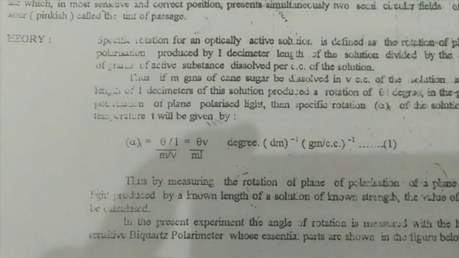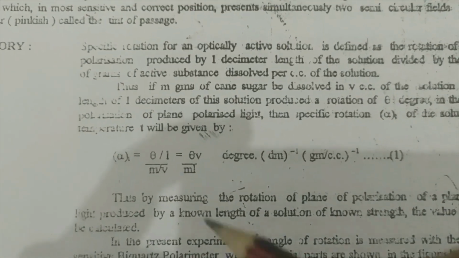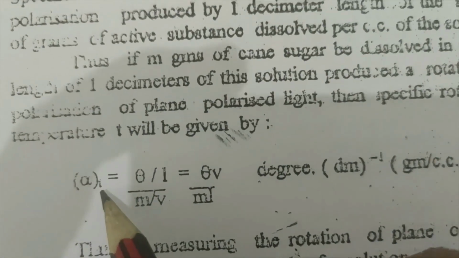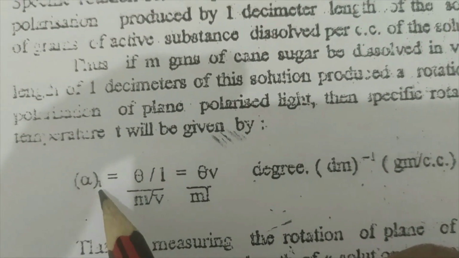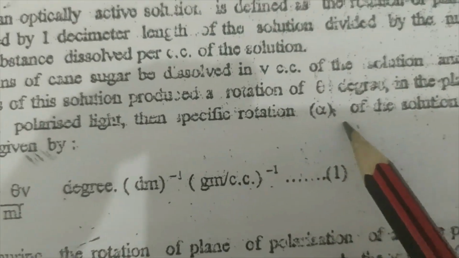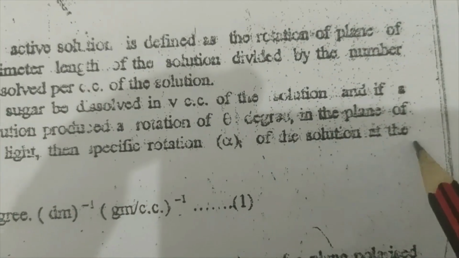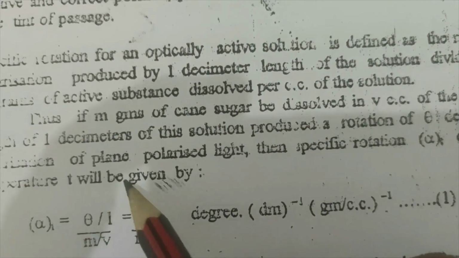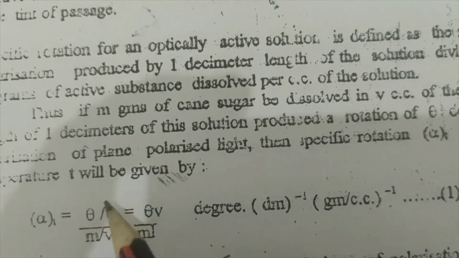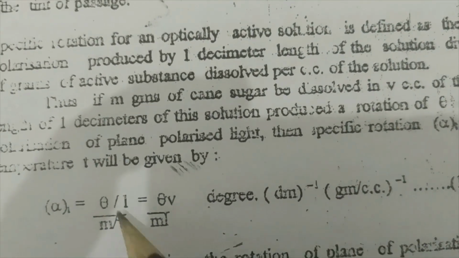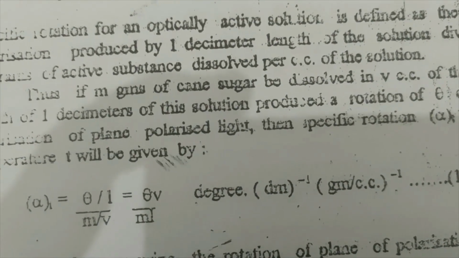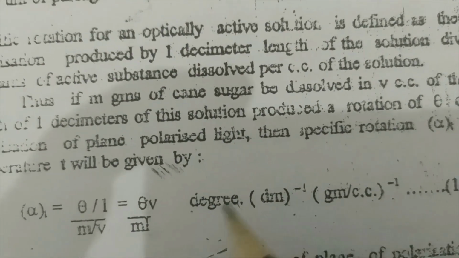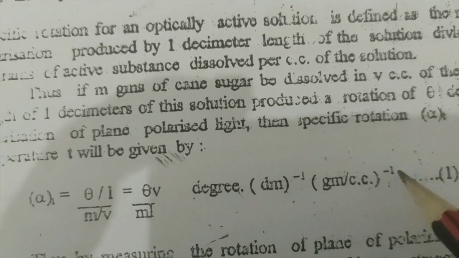The formula which we are going to use to find the specific rotation is alpha at temperature T. So the specific rotation alpha T of the solution at some temperature T, naturally we are doing this experiment at room temperature, so T will be the room temperature, is theta V by m l. Theta is in degrees, L is in decimeters, V is in cc, and m is in grams.